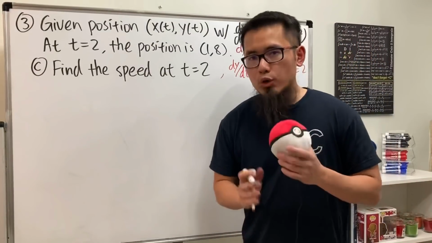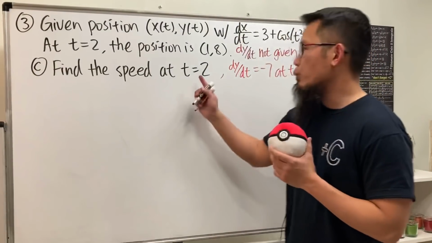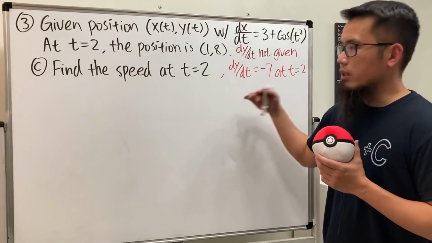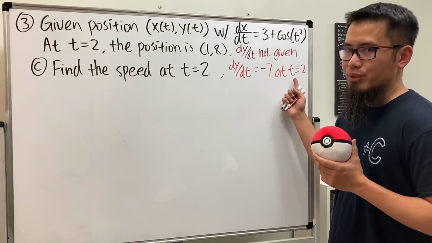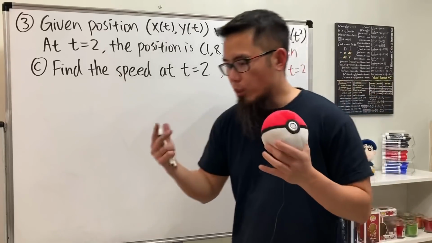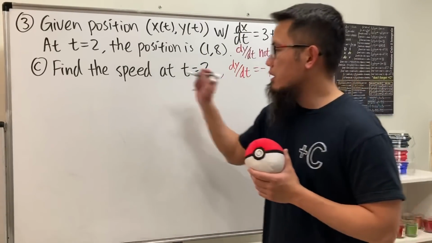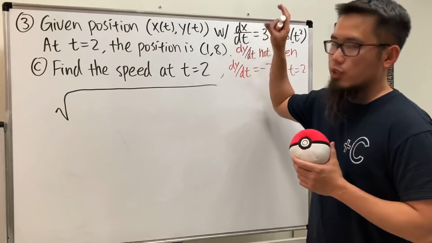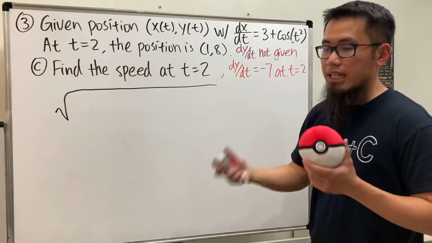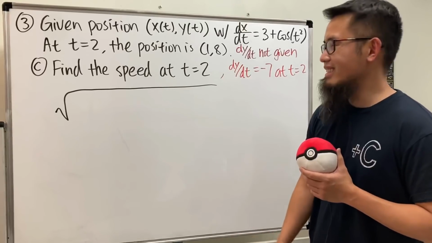For part C, we're going to find the speed of the moving particle when t is equal to 2. And remember from the previous part, dy/dt is equal to -7 when t is equal to 2. So for the speed, when we are working with parametric equations, this right here is just going to be a square root. And then you pretty much square the velocities and then you just add them up and throw them inside, right?